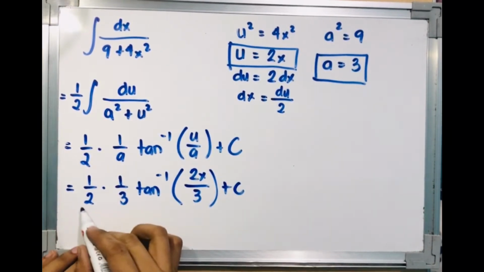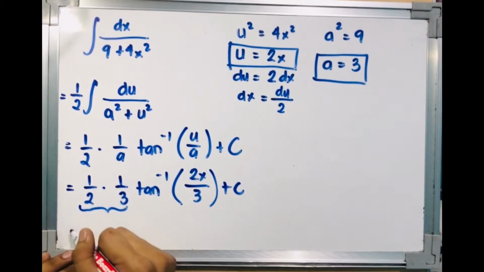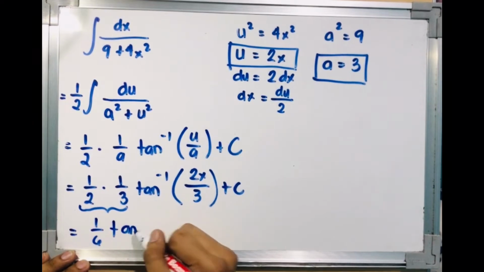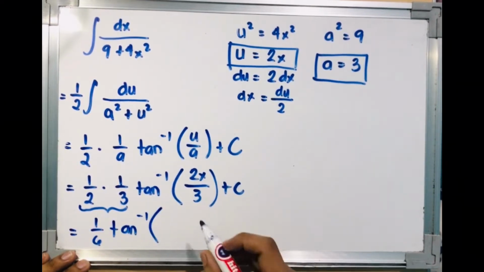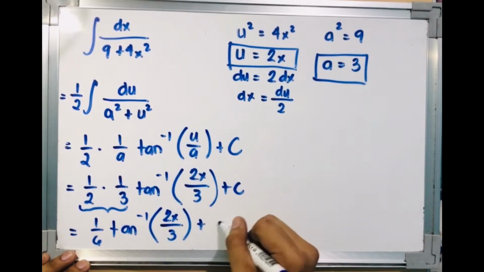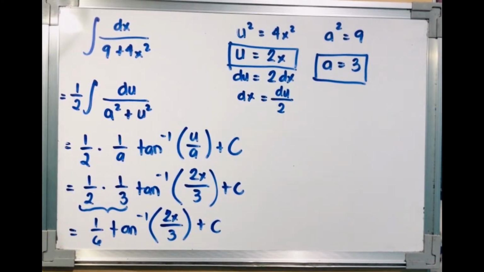Okay? Pwede pa rin natin tong i-simplify. That will be 1 over 6. Therefore, we have tan to the negative 1 or arctangent of 2x over 3 plus c. Okay, so this is the final answer to this problem.